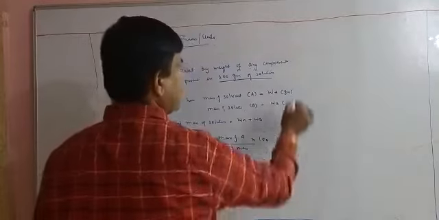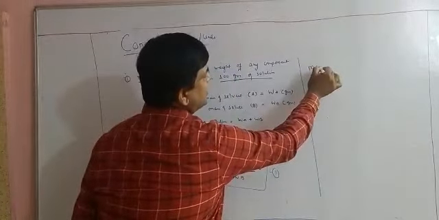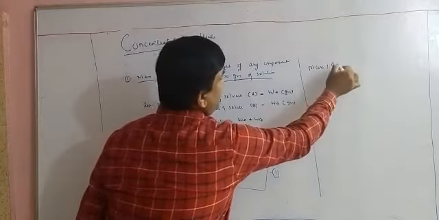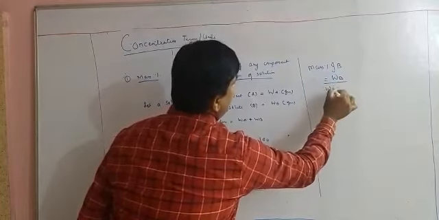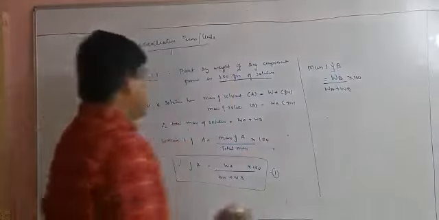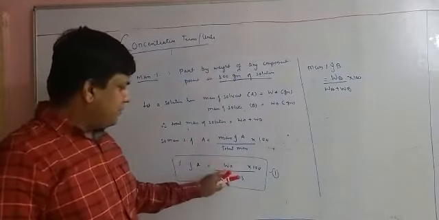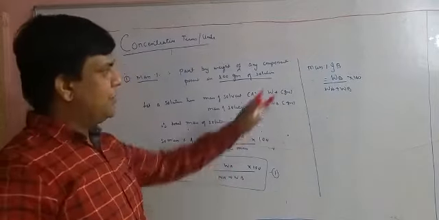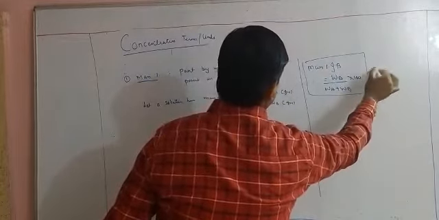Similarly, mass percentage of B is WB upon WA plus WB into 100. Remember, it is a ratio, so no unit. Mass percentage of A, formula is there. Mass percentage of B, formula is there. For example, this is the formula number 2.